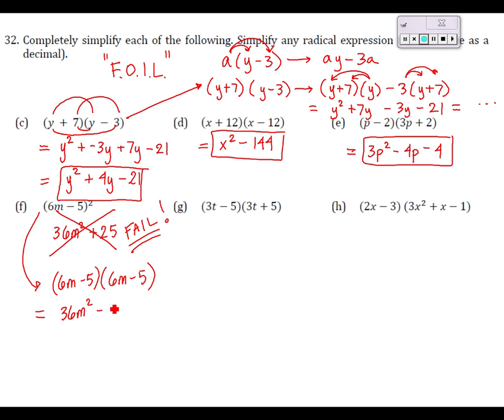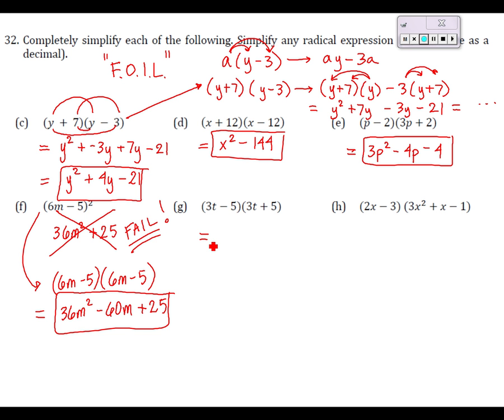We're going to get twice negative 30m, so that's negative 60m. And then we do have that plus 25. That's negative 5 times negative 5. And we want to recognize some of these forms because in a few problems we're going to be doing some factoring. We're just going backwards from this. Yeah, and it's going to be really helpful to think about this forward process in order to do the backwards engineering.